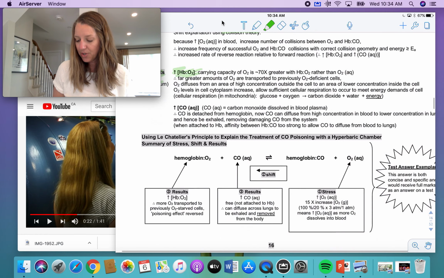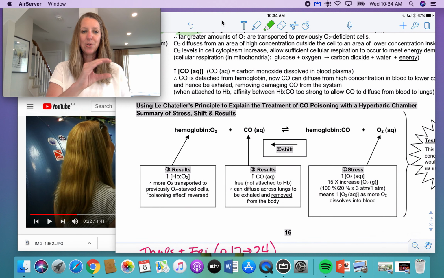Okay, so there's your great little summary right there, and it's kind of nice to just sort of see it all as an equilibrium equation, what's happening as the stress, what's the shift, what's the result, and that can simply be explained using Le Chatelier's principle. Okay, so that's it for this module.